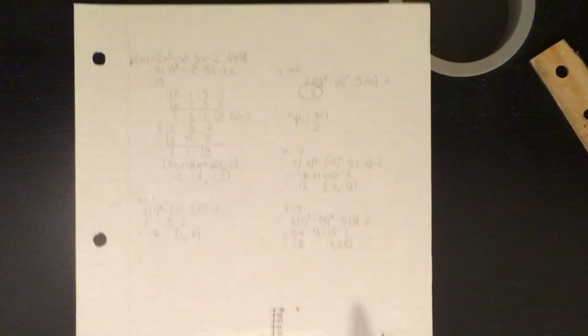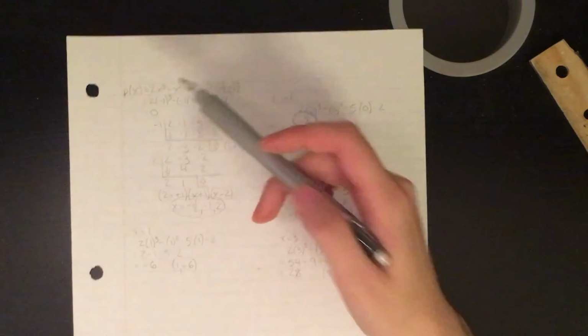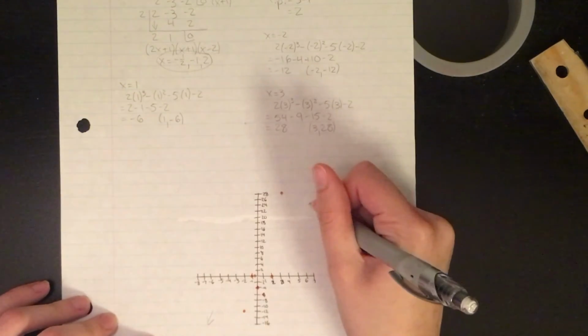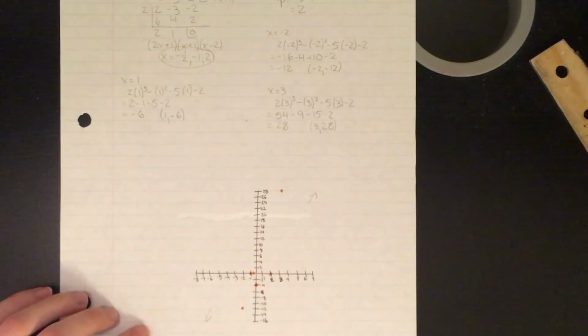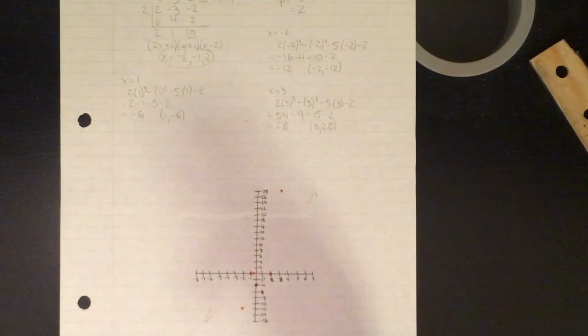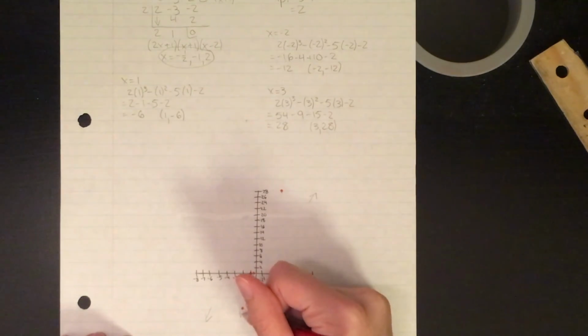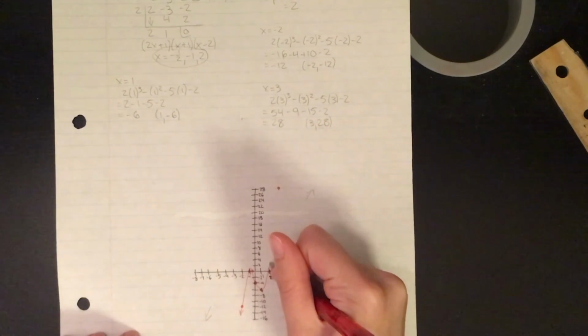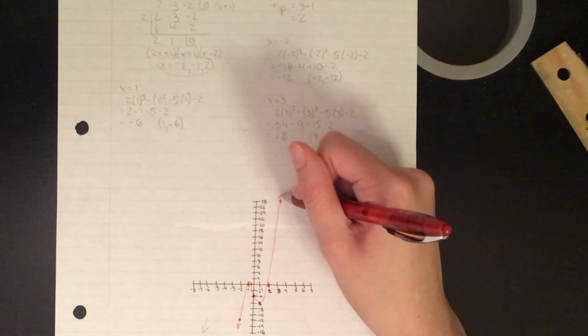And since we know it's a degree 3 polynomial and the a value is greater than 1, we know that the graph is going to point left, down, right, up. So now that we have all of our points, we can draw the line through the points, and that is how I graphed my polynomial function.